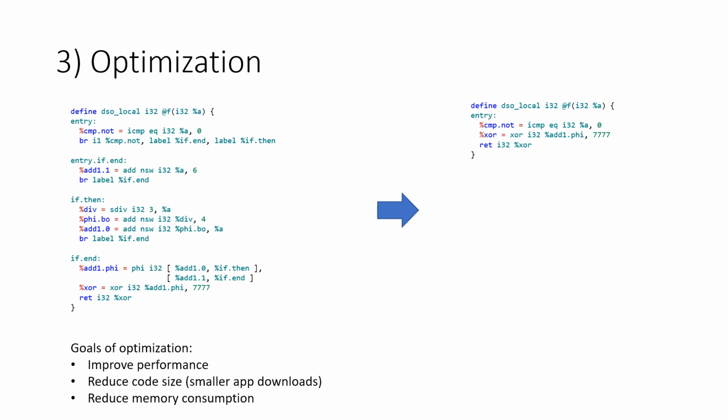So we try to rewrite the intermediate representation in many ways until we come up with a smaller, better, faster program that does exactly the same thing but executes faster on the CPU.